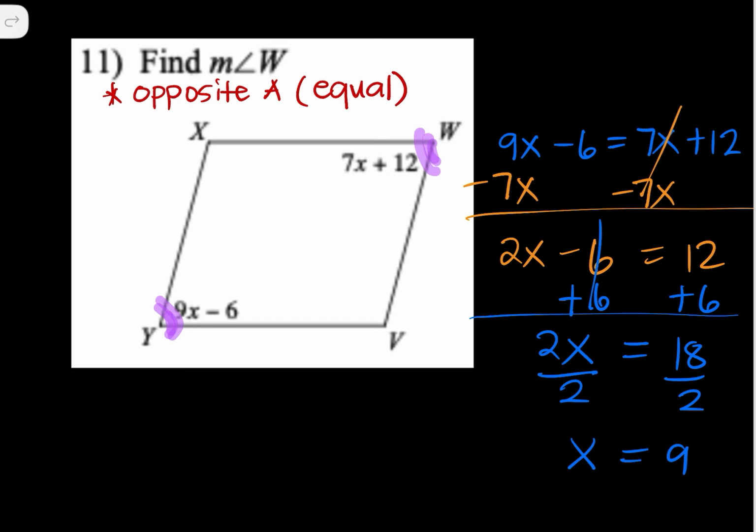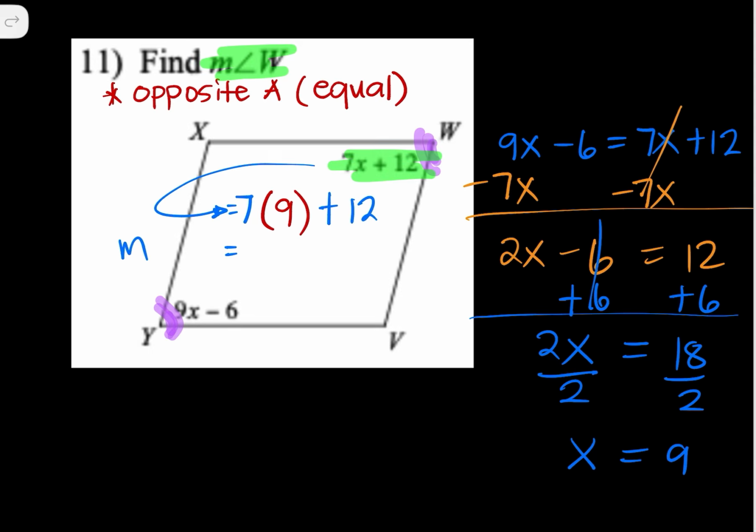Now, go back to the question. It says find the measure of angle W, and that's this angle right here. So that means we're going to substitute. We do not stop at x. So 7 times the answer that we got, which is 9, and then plus 12. So doing the math, we have the measure of angle W, which is equal to 75 degrees. So our final answer is going to be 75 degrees.